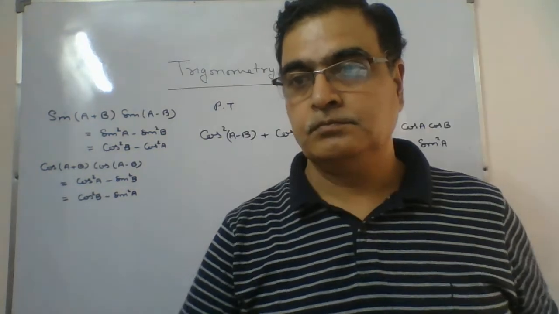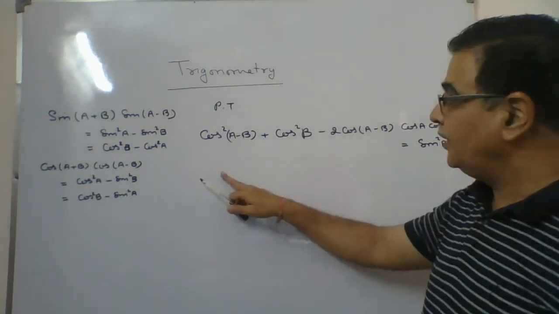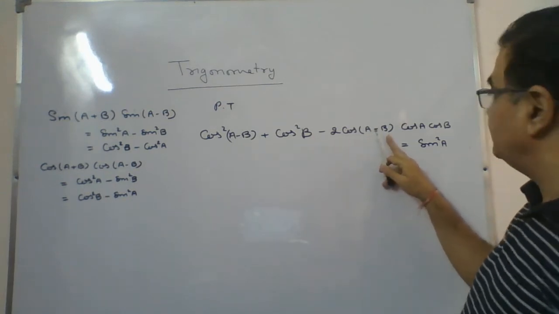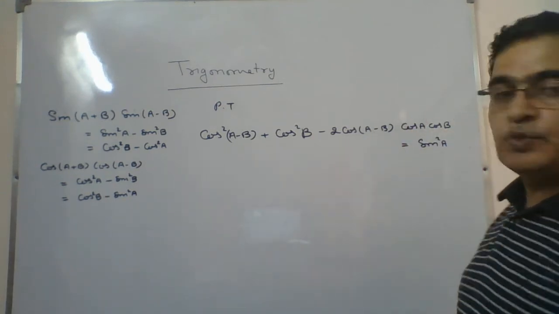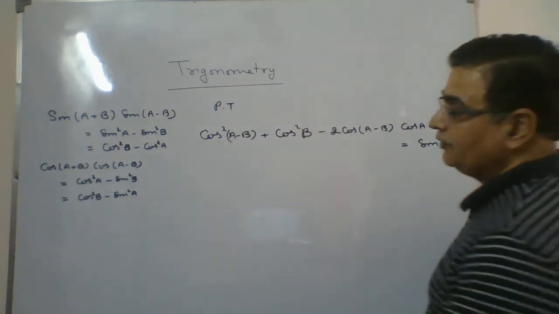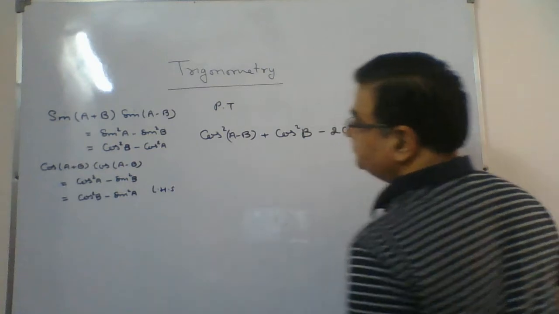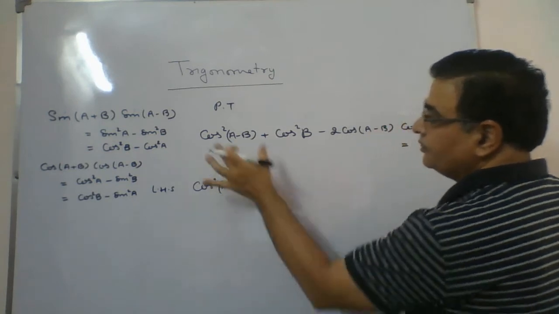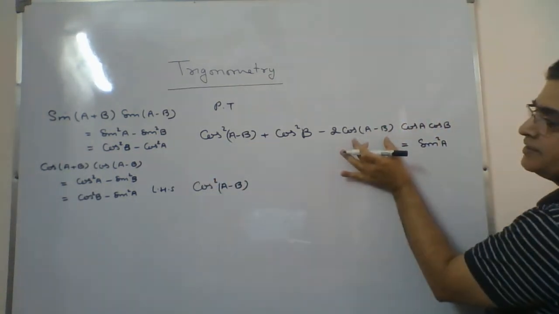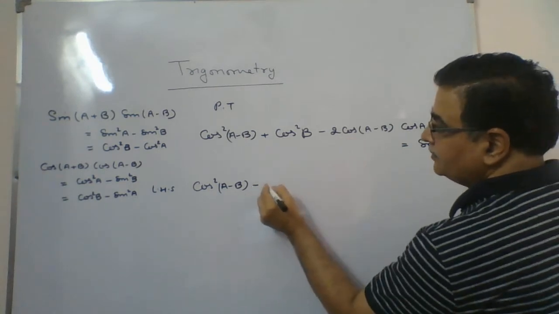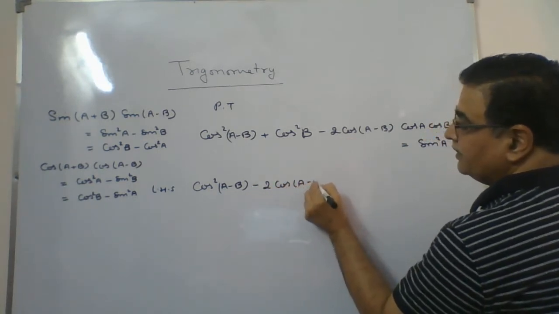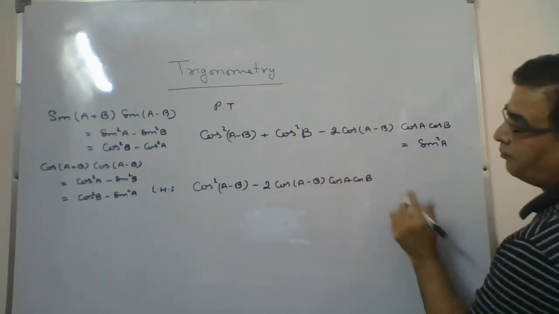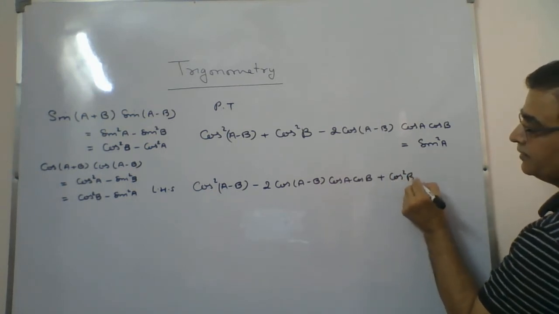One more question now. Next question: cos²(A − B) + cos²B − 2 cos(A − B) cos A cos B is equal to sin²A, we have to prove. Again we will start with our left hand side. And we will write this as cos²(A − B). Just check here, this is cos²(A − B), cos(A − B) is here. So I'll take these two terms together first, minus 2 cos(A − B) cos A cos B, and then plus cos²B.